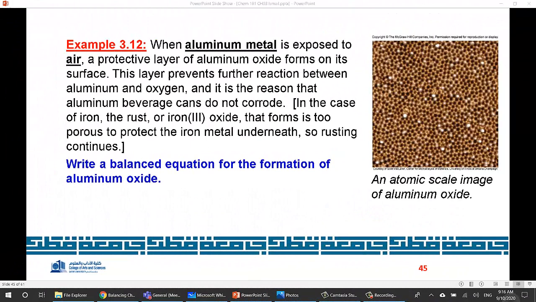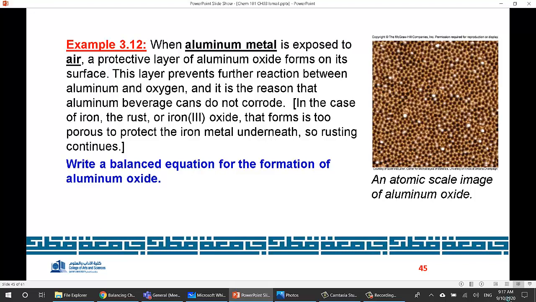In this example, my friend says that when aluminum metal is exposed to air, a protective layer of aluminum oxide forms on the surface. The layer prevents further reaction between aluminum and oxygen, and it is the reason that aluminum beverage cans do not corrode. In the case of iron, the rust, which is iron oxide, that forms is too porous to protect the iron metal underneath, so rusting continues. Write a balanced equation for the formation of aluminum oxide.